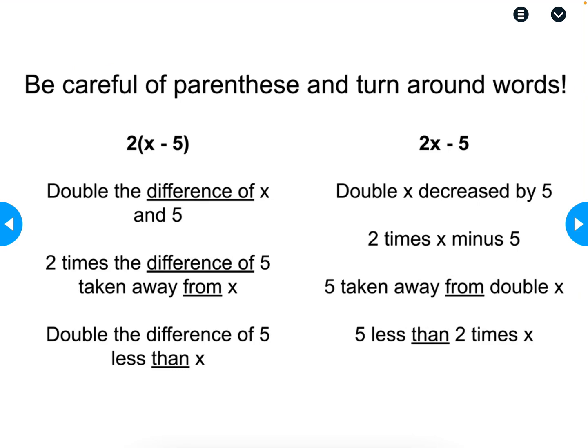Again, turnaround word. For the expression on the right, I have no parentheses. So this one doesn't have any difference of parenthesis words in the written expression. So it'd be more like double x decreased by 5, 2 times x minus 5, and then 2 turnaround examples, 5 taken away from double x, or 5 less than 2 times x.